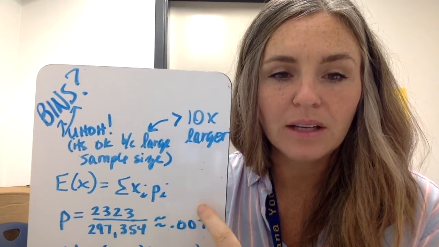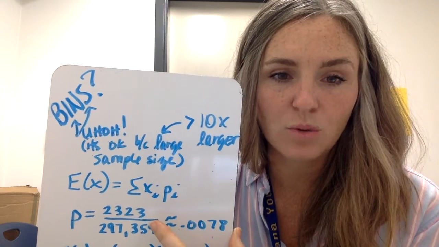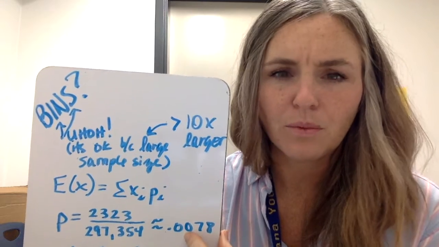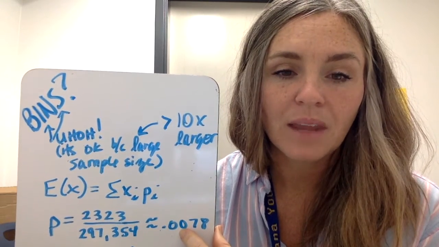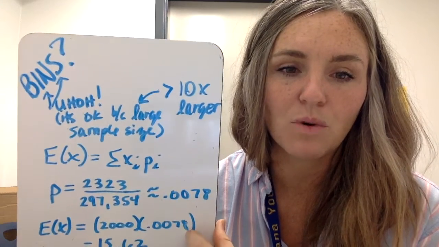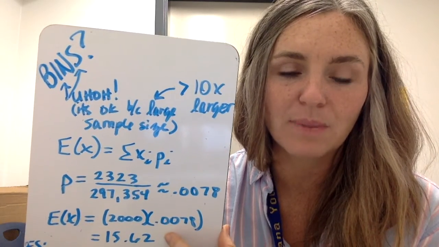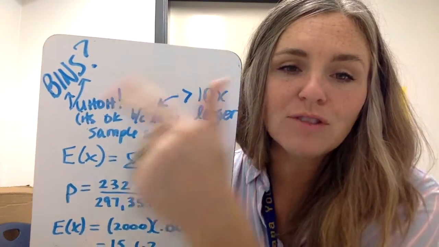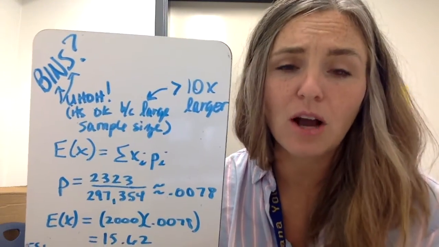So the probability of E is just 2323 out of the population, or out of the sample, or whatever it is. And so then you've got 0.0078 as your p-value, and I can just multiply that times 2,000 and get my expected value. I imagine this one most people would get. You do have to talk about bins in order to be able to talk about the next part, though.